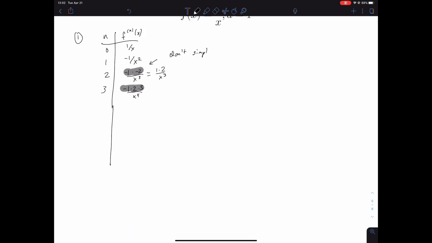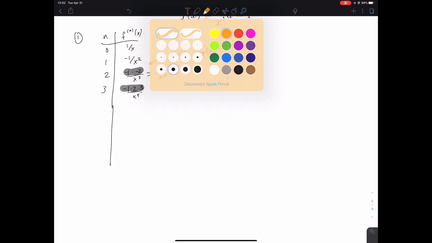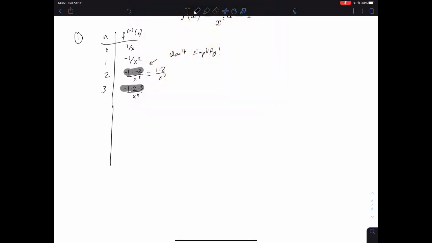Because this pattern will be a lot easier to see if I write it as 1 times 2 times 3 than if I write it as like 2 and then 6 and then 24. Okay, for number 4, this is positive 1 times 2 times 3 times 4 over x to the 5th. And then looking at this, I think the pattern should be the next one will be negative. It'll have a 5 at the end of the top, and it will have an x to the 6th. Okay, so those 3 things should be happening.